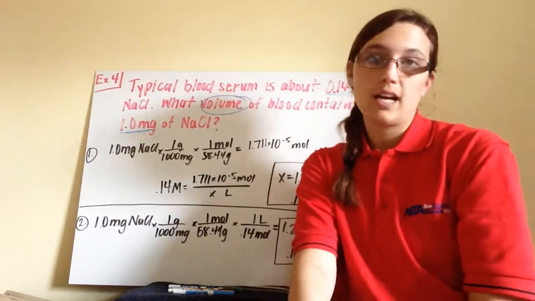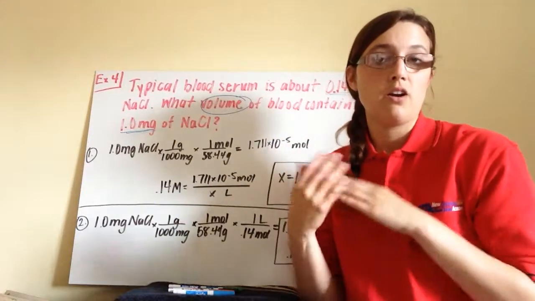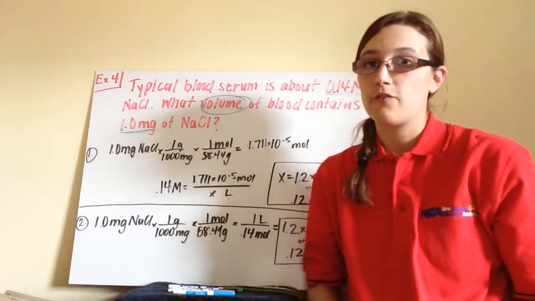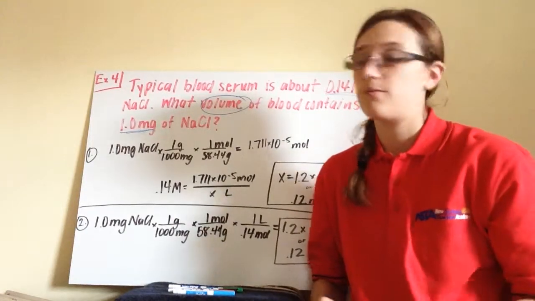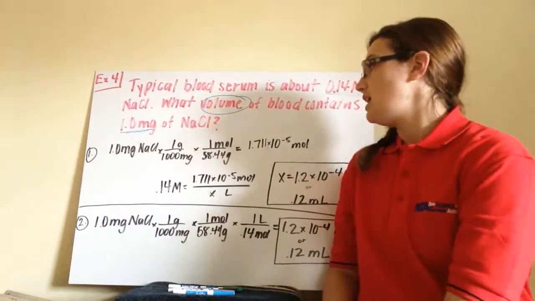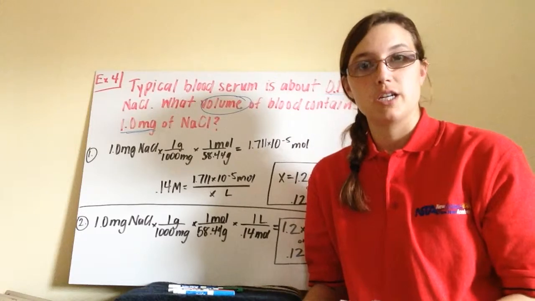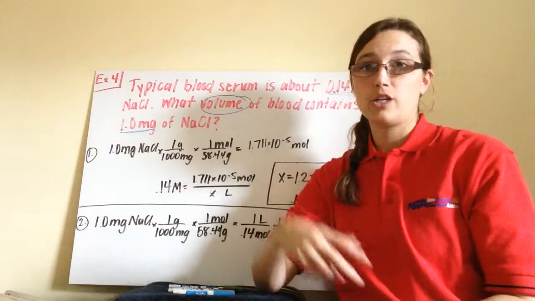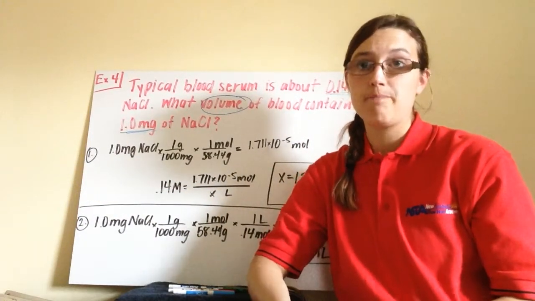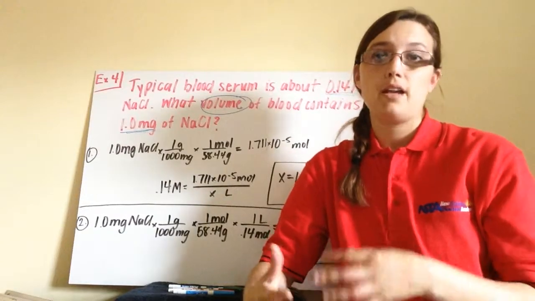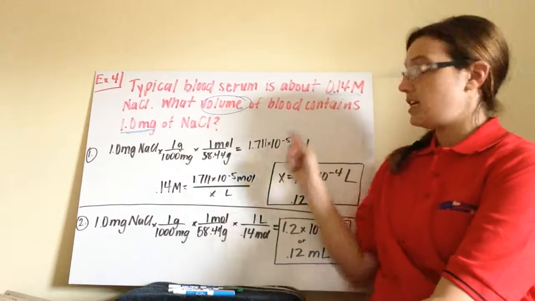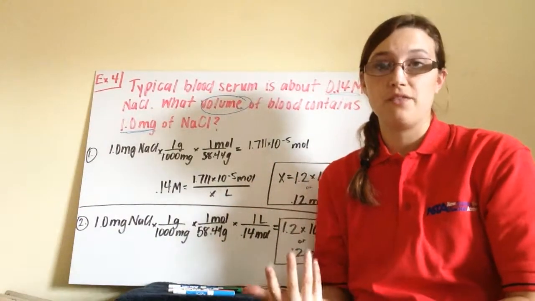So again, just like other examples we've been doing, there are two different ways that you could solve this problem, and I have both ways set up for you. The first way is using the molarity equation. So we take our given mass information, go to moles, and then use the given concentration and the molarity formula to find the volume.